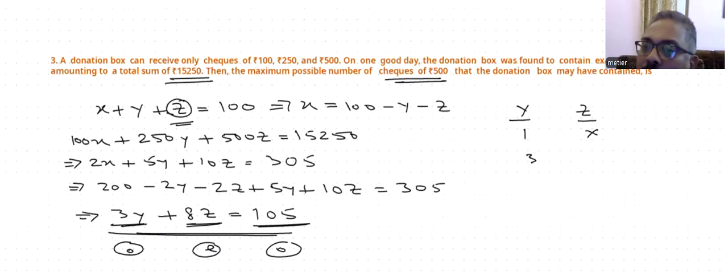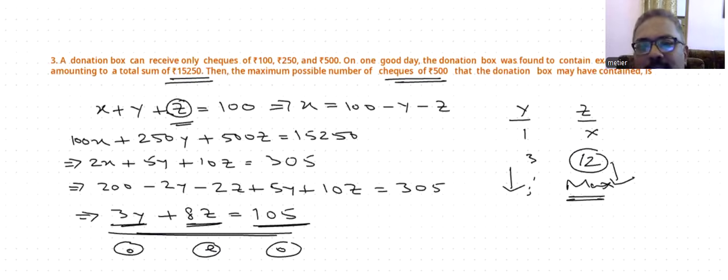That value is 12. Now, if we go further, the value of y will be increased and the value of z will be decreased. So we have to maximize the value of z, and this will be the maximum value here. Simple linear equation solving, simple substitution method. Next problem.